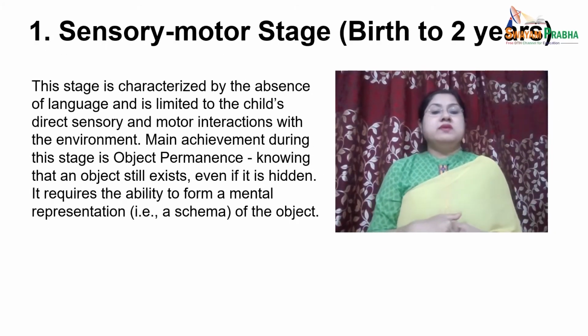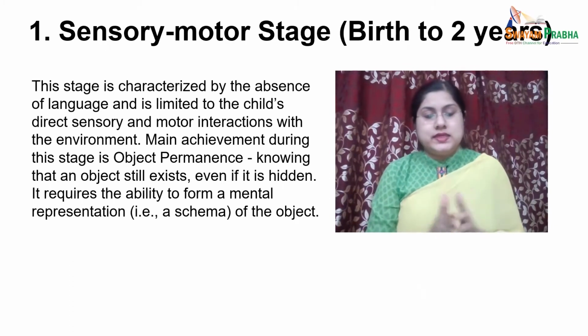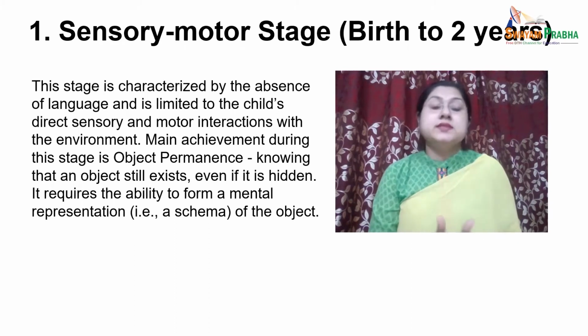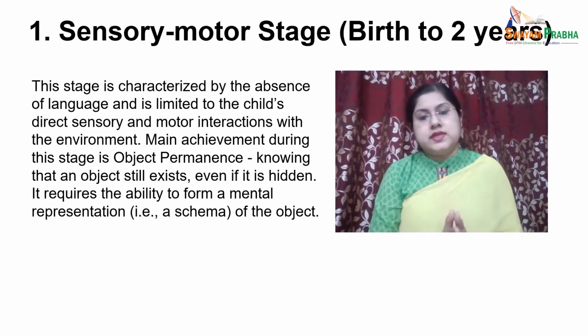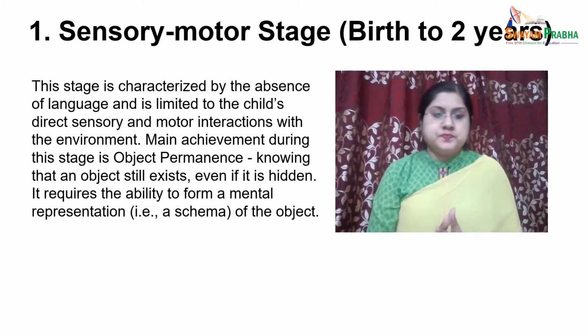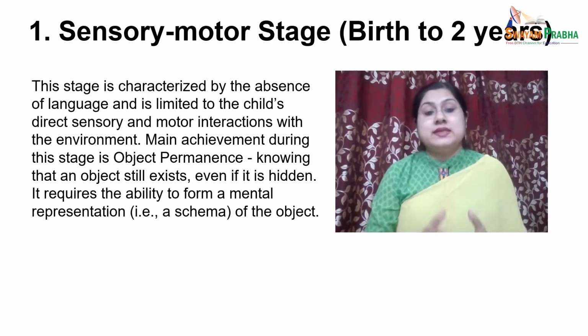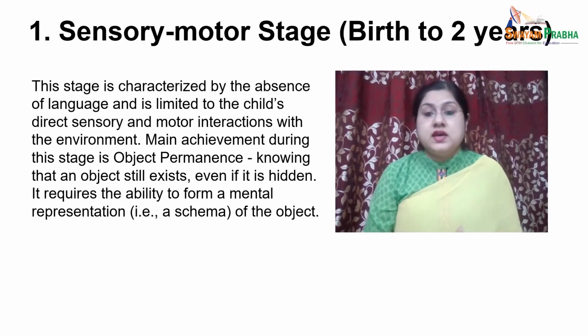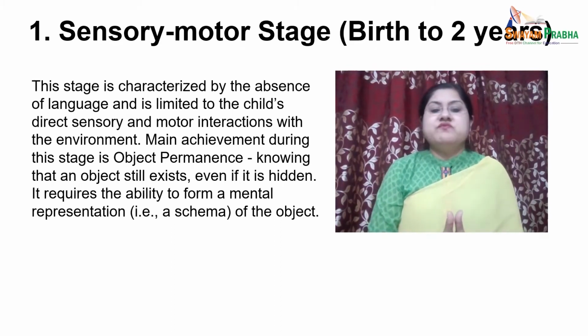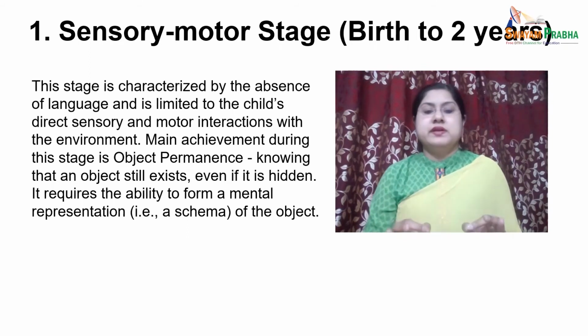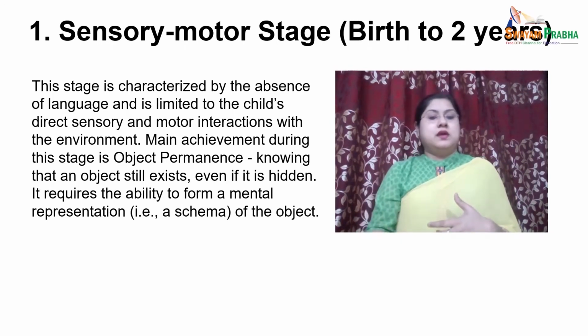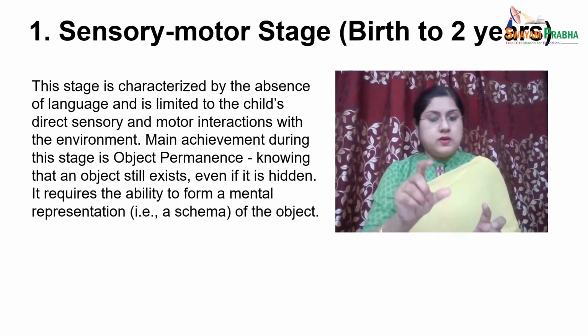So now let us have a detailed overview of all these stages. The first stage which I'm going to discuss is the sensory motor stage. As we discussed earlier, this stage starts with the birth of the child and extends till the age of 2 years. It is characterized by the absence of language and is limited to the child's direct sensory and motor interactions with the environment. The main achievement during this stage is object permanence. What is this? Basically, knowing that an object still exists even if it is hidden. That is called object permanence.